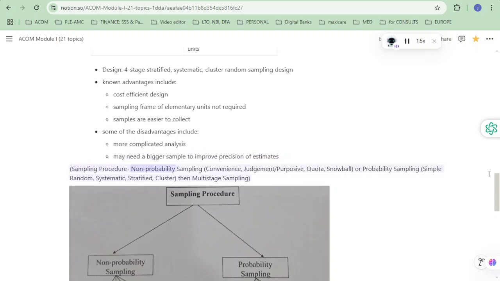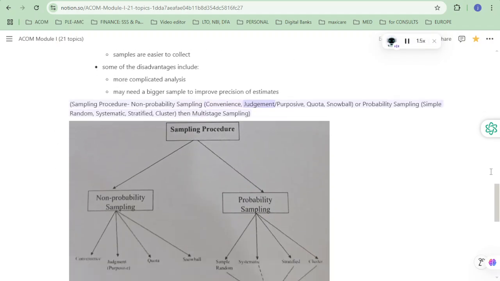Sampling procedure: non-probability sampling, convenience, judgment/purposive, quota, snowball, or probability sampling, simple random, systematic, stratified, cluster, then multistage sampling.